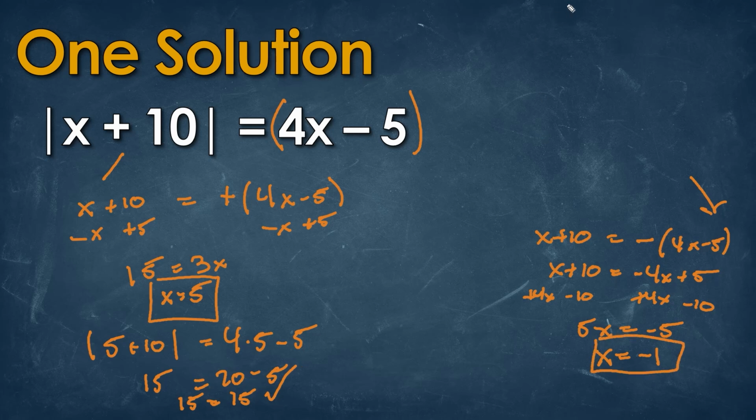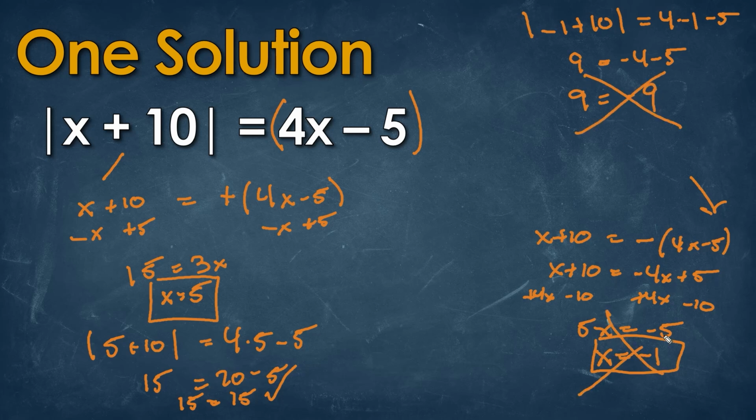Now let's plug in negative 1. We're going to plug it here at the top, so we have the absolute value of negative 1 plus 10 is equal to 4 times negative 1 minus 5. That will give us 9 is equal to negative 4 minus 5. And therefore we get 9 is equal to negative 9. That does not equal the same thing, so therefore this cannot be a solution. The reason why is because plugging this in will give us a negative value. We must have it equal the same value on both sides, so there is one solution here.